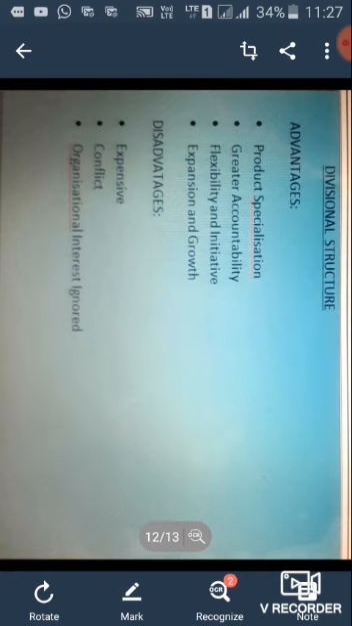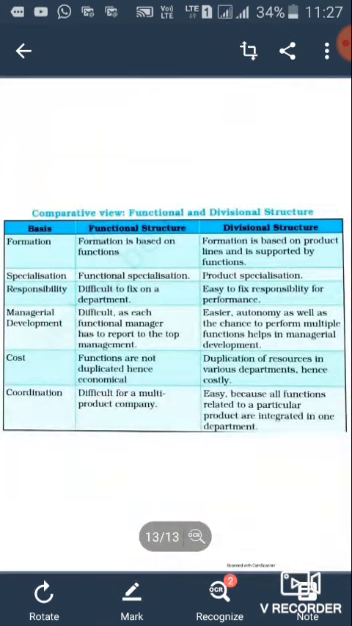You can study in detail in your books, children. If you are having any kind of problem, we can discuss it. Next, we will be doing the difference between the two, that is functional structure and divisional structure. Formation is based on function in one, and formation is based on product line in the other. Functional specialization, product specialization likewise. Functions are not duplicated in one, while duplication of resources happens here. It is easy for a multi product company when we talk about a divisional structure. So this is it, children.